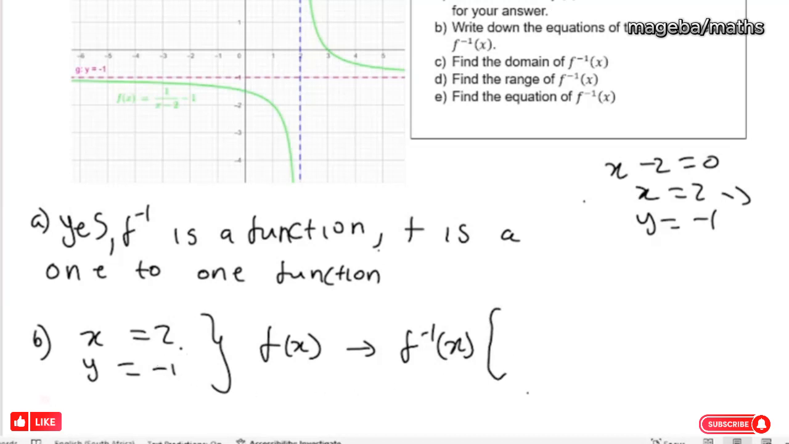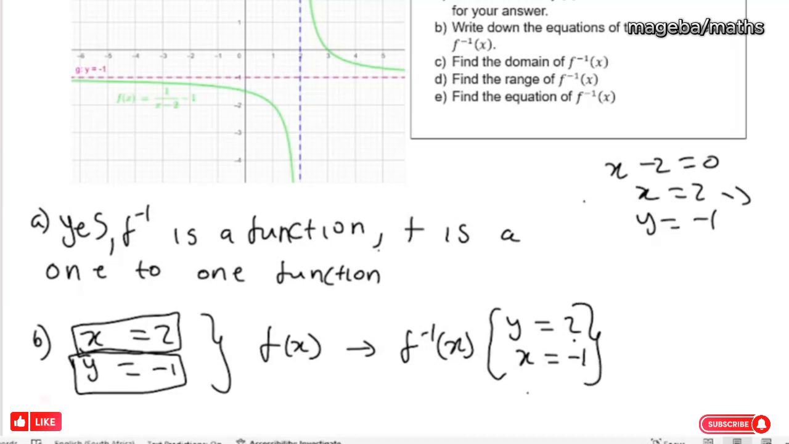Remember, for the inverse, what was x is going to be y, and what was y is going to be x. Exactly the same thing applies here. This was my x asymptote, so my y asymptote is going to be y equals 2. This was my y asymptote, so now it's going to be my x asymptote, x equals negative 1. The same rule of the inverse, where the inverse is an interchange of x and y. What was y is going to be x, what was x is going to be y. It's applying here exactly the same. Don't get confused by that.